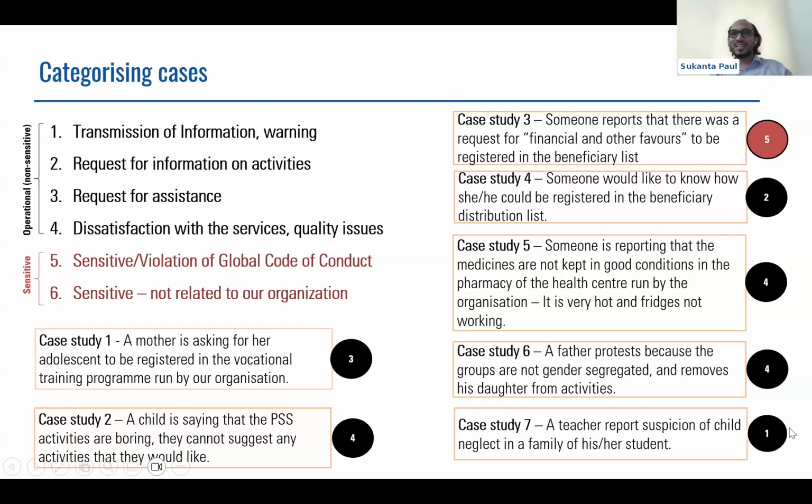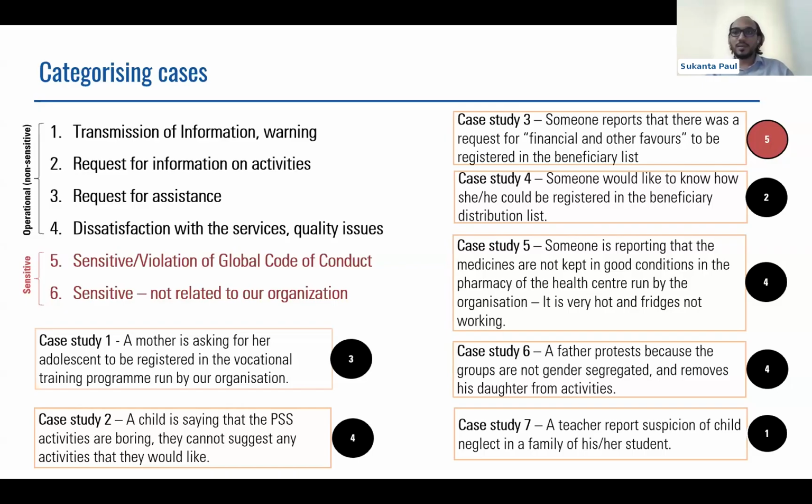So we think that neglect is a child protection concern, so we believe that it falls under 1 because it was a warning, as it says suspicion. So it's like suspicion. This is something that he or she highlighted here, but it can be true or maybe wrong, right?